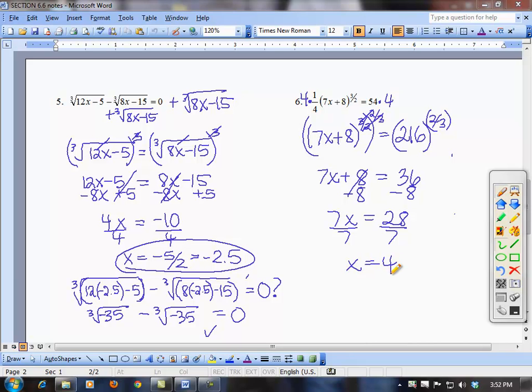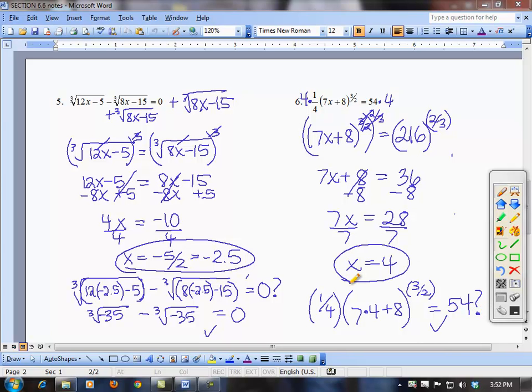Now we again just want to double check that that works. So in my calculator, I'm going to say 1/4 times 7 times 4 plus 8 to the 3/2 power. And you'll see that I'm putting those parentheses in, so that you can see in your calculator where you'll need your parentheses. The question is, does that equal 54? The answer is yes, so x equals 4 is a solution.